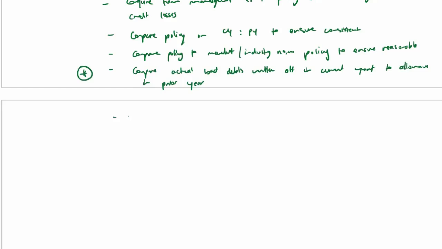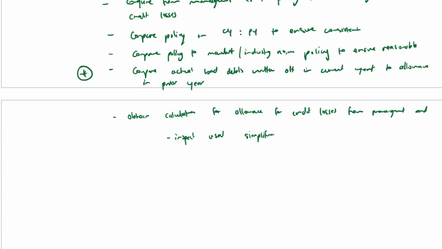So I'm going to say obtain the calculation for the allowance for credit losses from management, and first of all inspect that they have used the simplified method and explain, because there's no financing components.